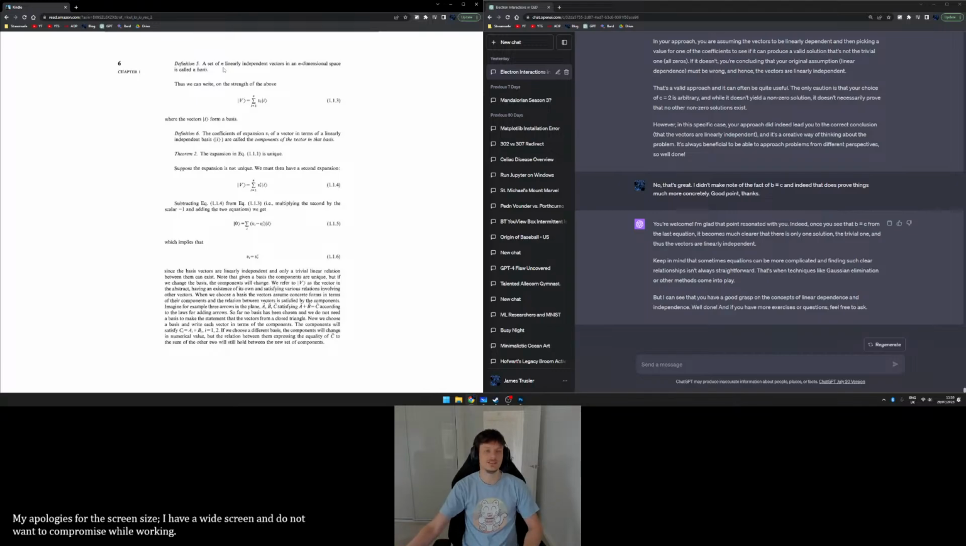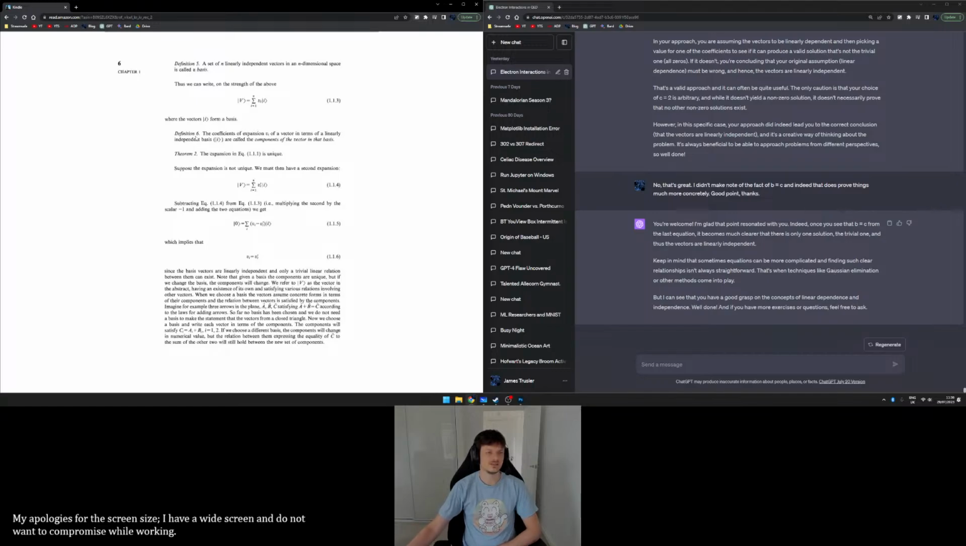So we've been working with the basis. Thus, we can write, on the strength of the above, a vector is equal to the sum of all in the set, a scalar constant multiplied by... so where the coefficient is multiplied by a vector. Okay. Where the vectors form a basis, where they are linearly independent.